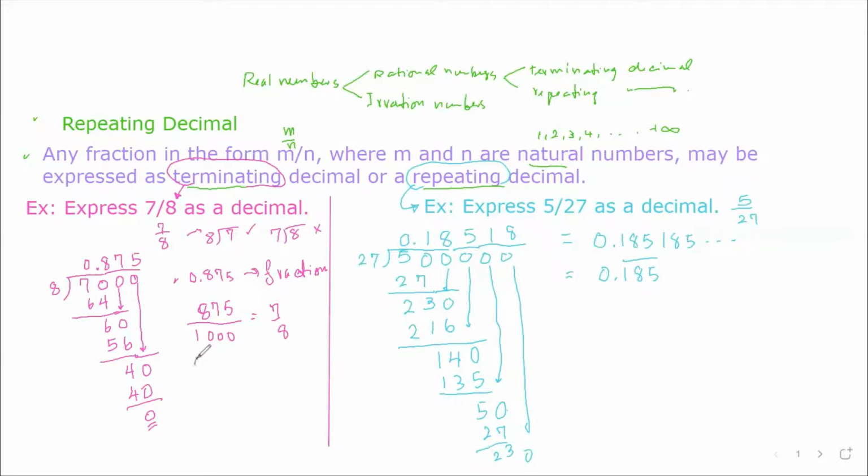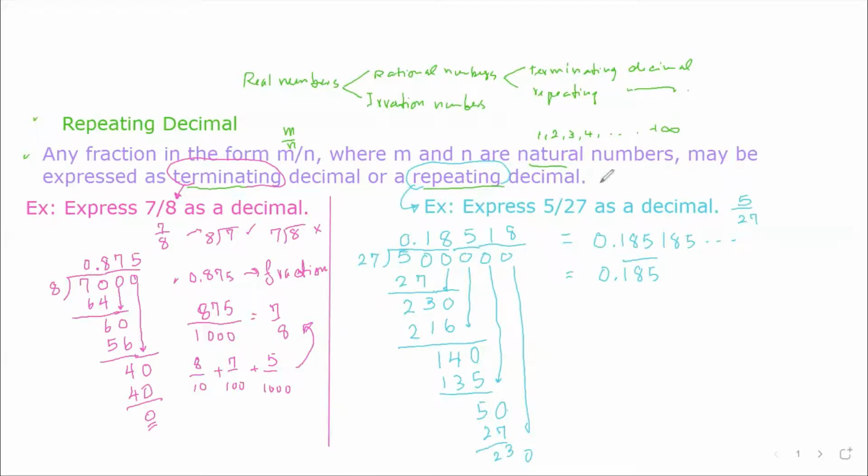0.875. You can write it down as 8 over 10 plus 7 over 100 plus 5 over 1000, right? This one is the primary method you used to learn. So this one will be equal to this one also, either pattern. But now come back to this one.